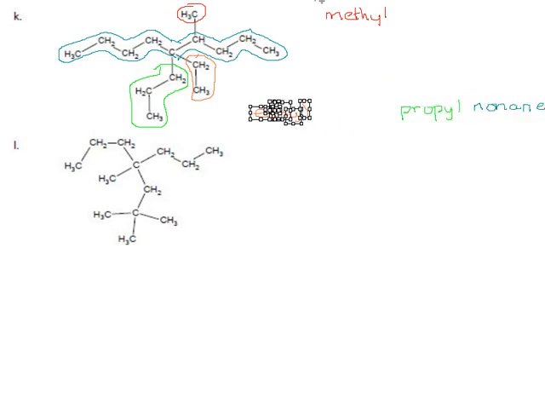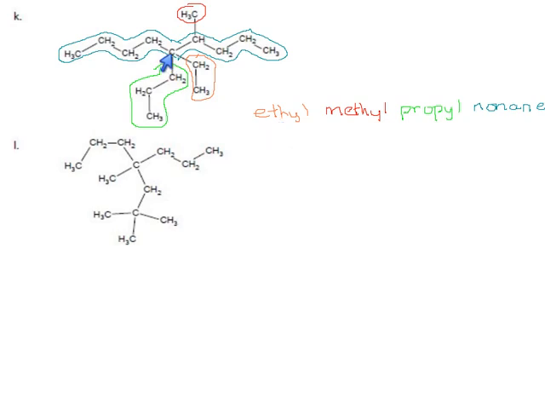Pull that over. There we go. Ethyl, methyl, propyl, nonane. And what's missing? The numbers. So the ethyl group, because it's first in alphabetical order, is going to determine our numbering for us.